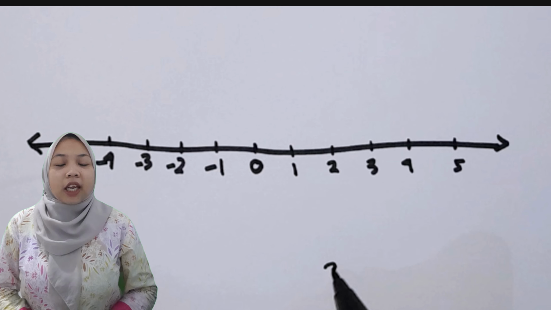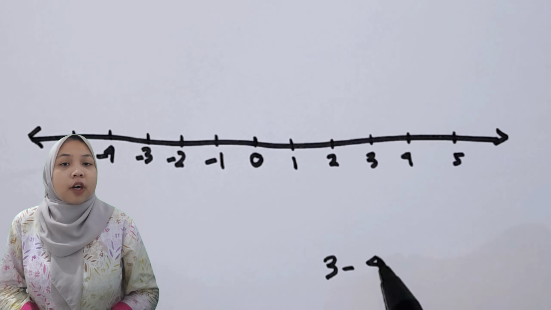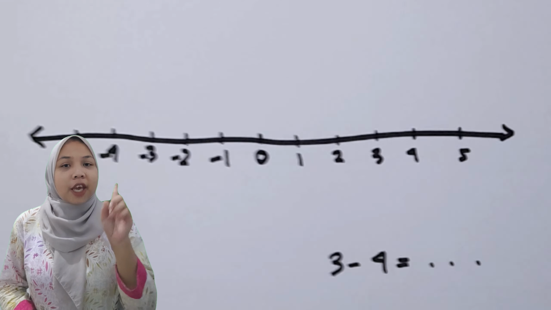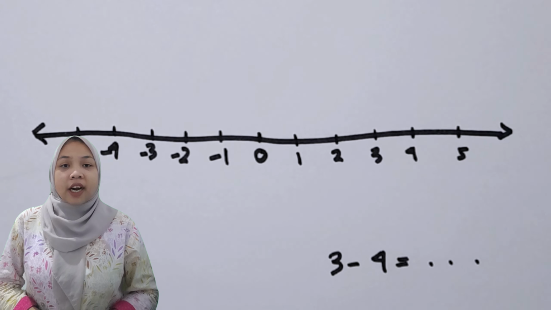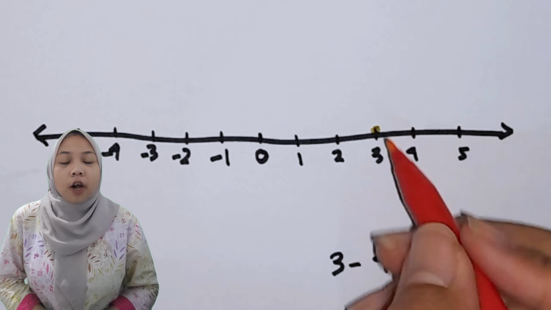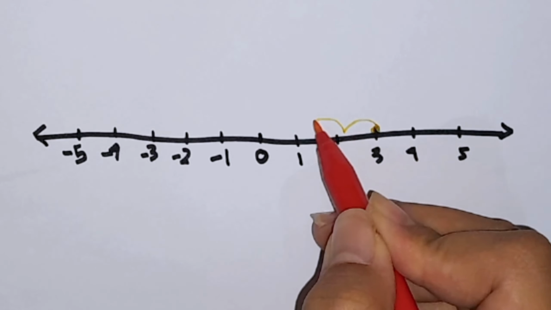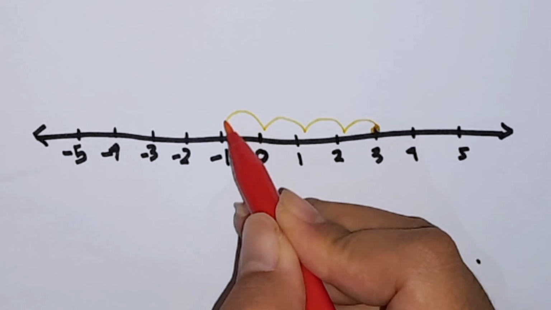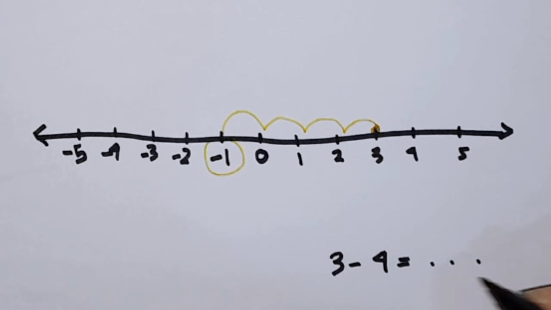Say for instance, we had a problem where we had 3 minus 4. And what is that? Okay, well, we can use our number line. We start at 3 and we count backwards 4. So we'll go 1, 2, 3, 4. This is our answer of negative 1.